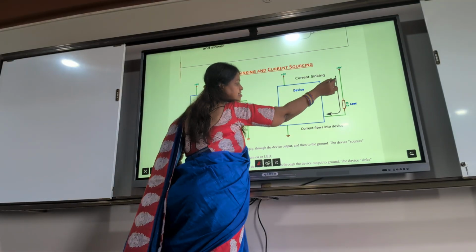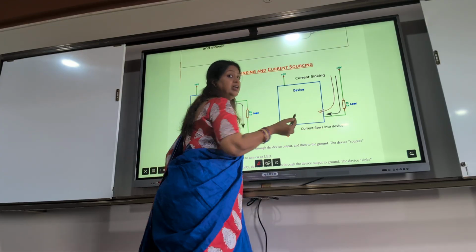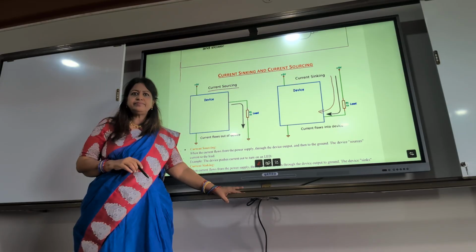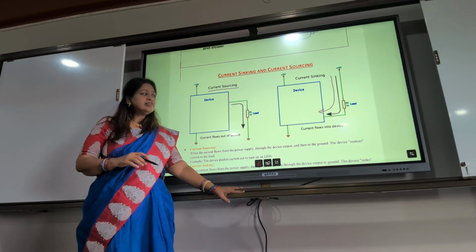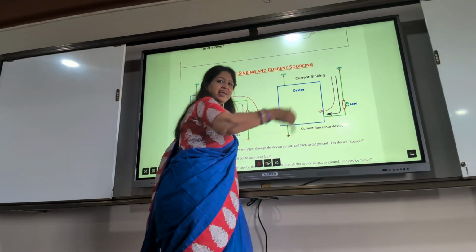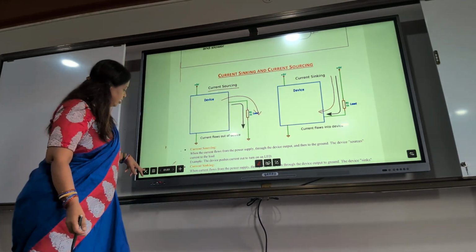If the device takes the current through the load into the device, it is sinking. Yes or no? Sourcing means giving. Sinking means taking. Okay? So these two definitions.